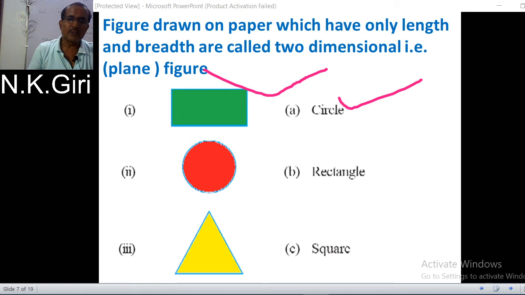A rectangle, this is a rectangle and this is a circle. This figure is called a circle. It is a rectangle and a square. Next topic, this is a triangle. And now the next, this is a square and this is a quadrilateral. Now we have to come to the next topic.